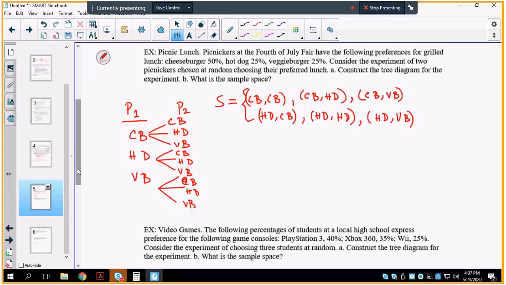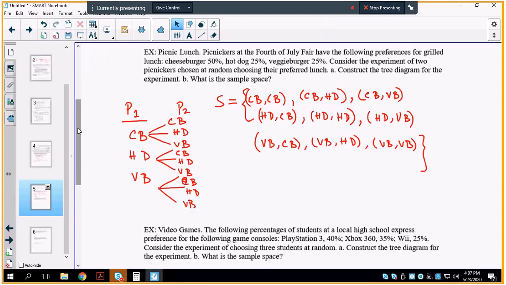And then finally, if the choice is veggie burger for picnicker 1, the second picnicker can choose cheeseburger, veggie burger; hot dog, veggie burger; and veggie burger, veggie burger. And these are all the 9 choices, giving you the sample space.